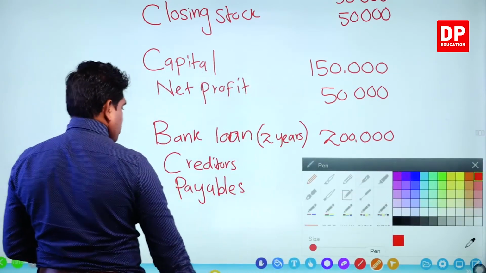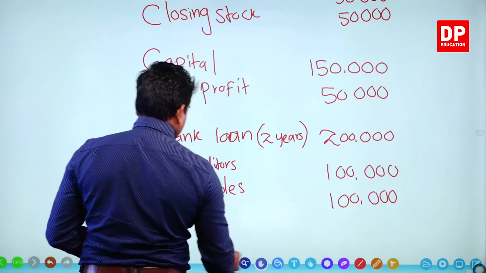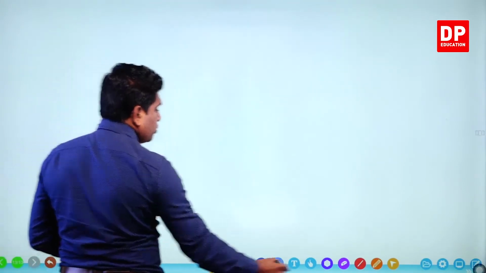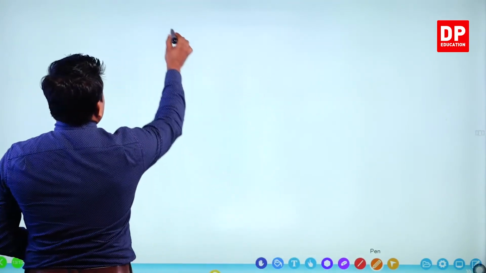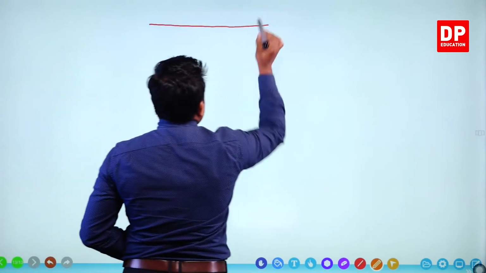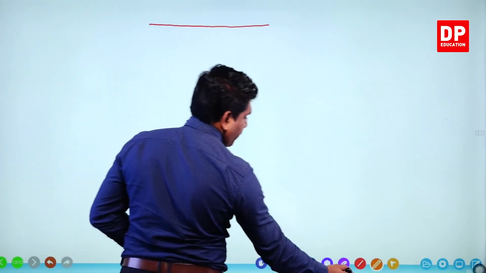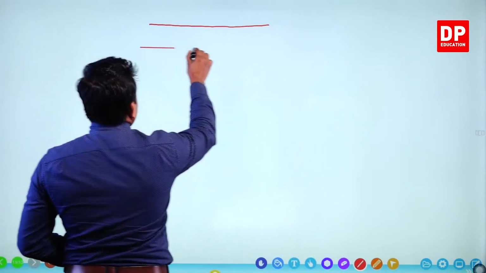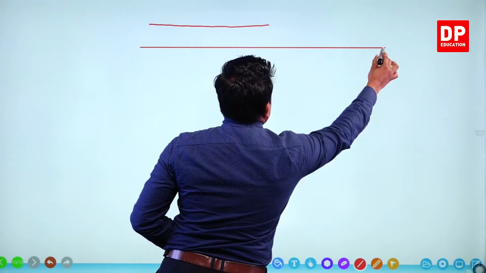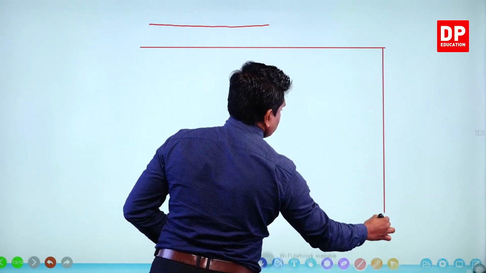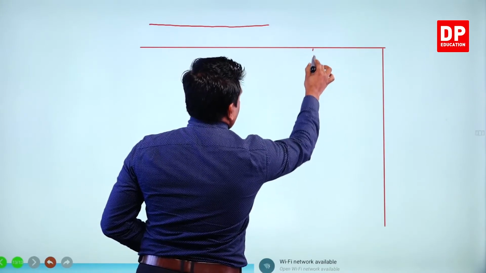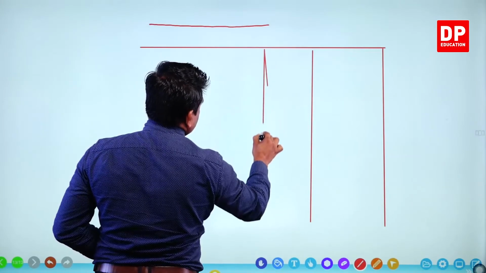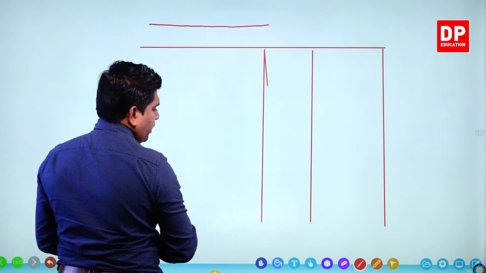Now, you draw a statement of financial position to enter these details, right? With 2 columns. Now you think this is the statement of financial position. Statement of financial position. On the top we write non-current assets.